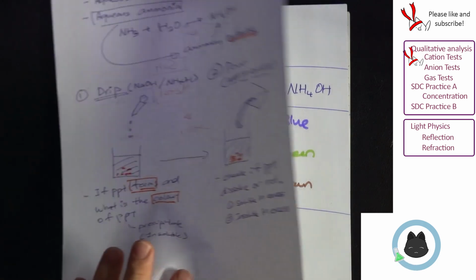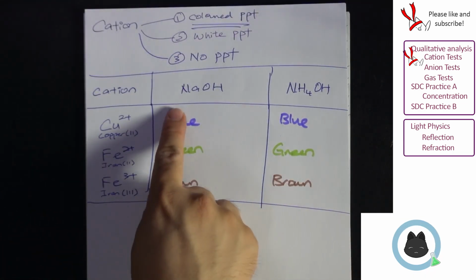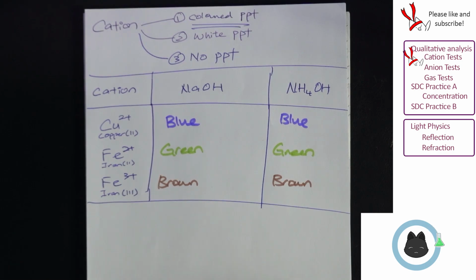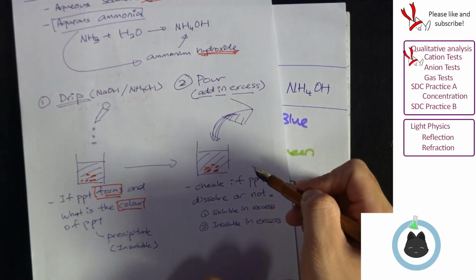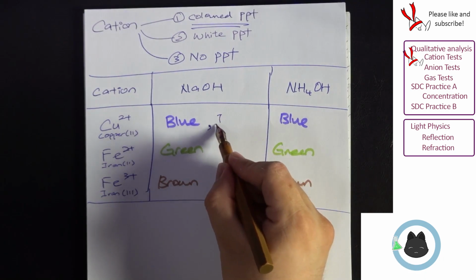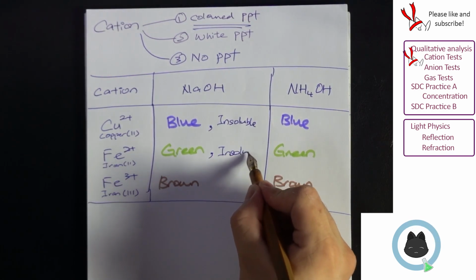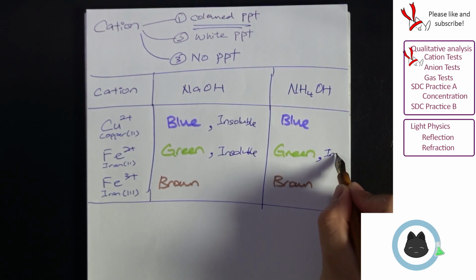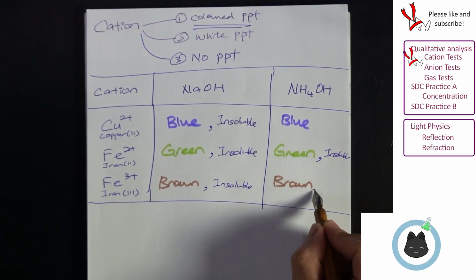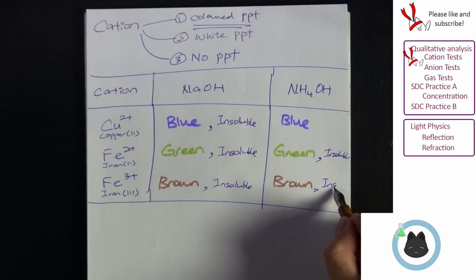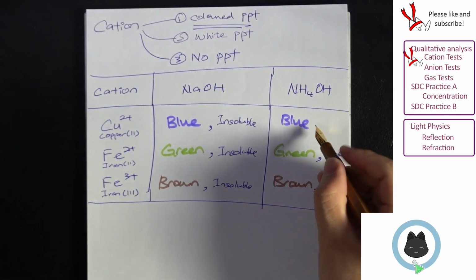So this is basically the outcome of the first stage of the test. When chemicals are dripped inside, what color PPT forms? Now we're going to lead on to the second stage. When it's poured in, added in excess, what happens? The first one is insoluble, insoluble. The only odd one out is this corner.